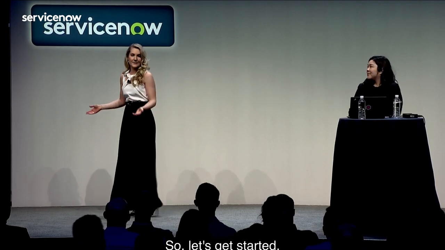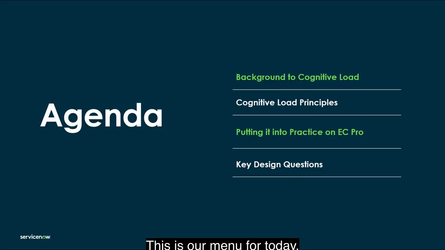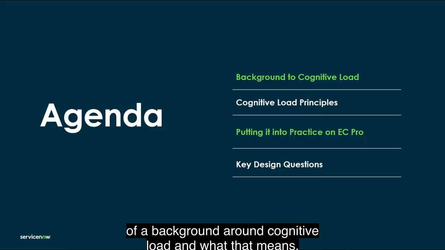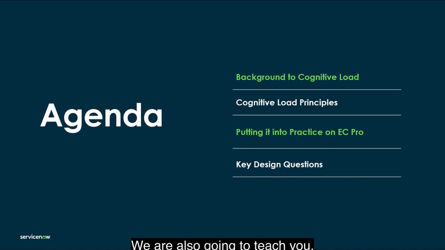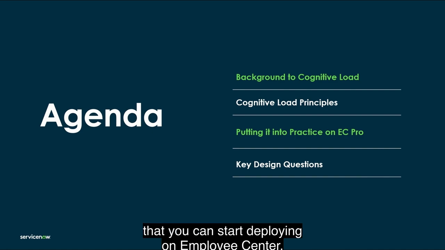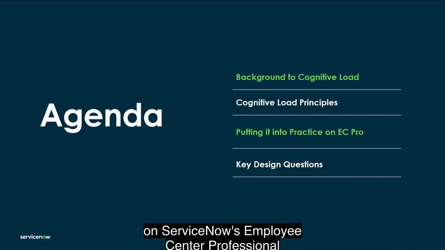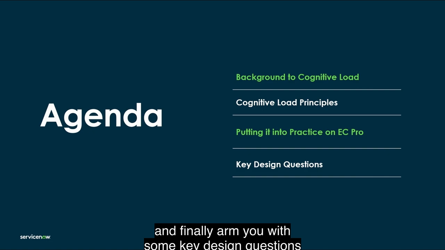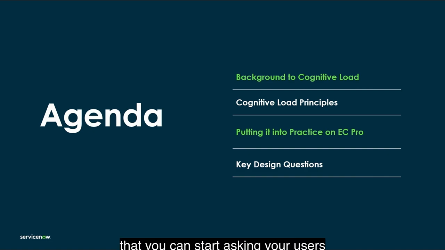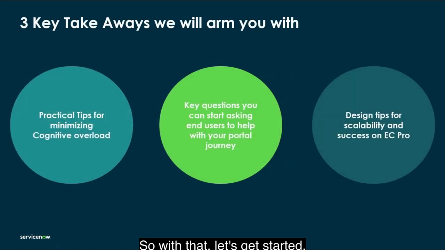So let's get started. This is our menu for today. We're going to take you through a little bit of background around cognitive load and what that means. We're also going to teach you some cognitive load principles that you can start deploying on Employee Center straight away. I'm also going to walk you through how you can put that into practice on ServiceNow's Employee Center Professional, and finally arm you with some key design questions that you can start asking your users as soon as you depart from here. So with that, let's get started.